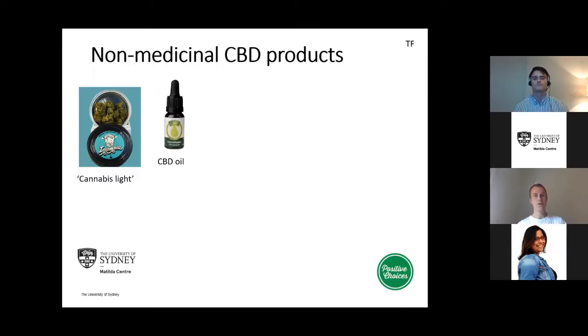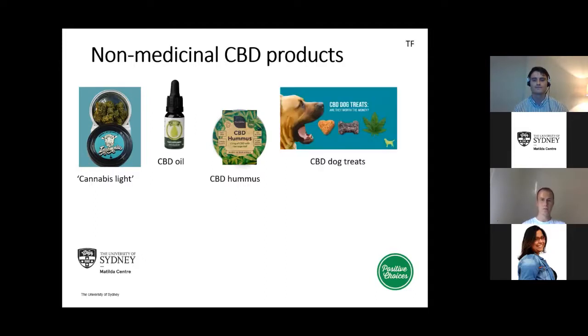CBD oil is very, very widely available around the world, and it can be used potentially for health benefits, although the claims around these are not supported by scientific evidence. And as this has progressed, we've seen a vast array of products. For example, CBD hummus. If you wanted to consume CBD as part of your lunch, you could, and even CBD dog treats. So really, there's no limit to how many products CBD can be found in these days.